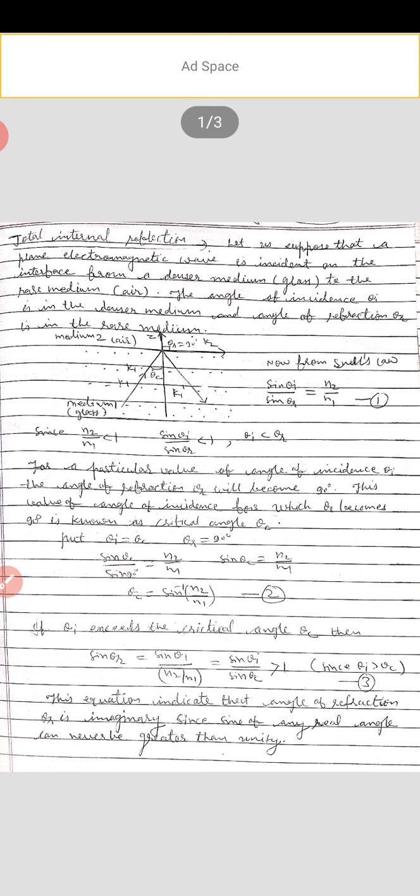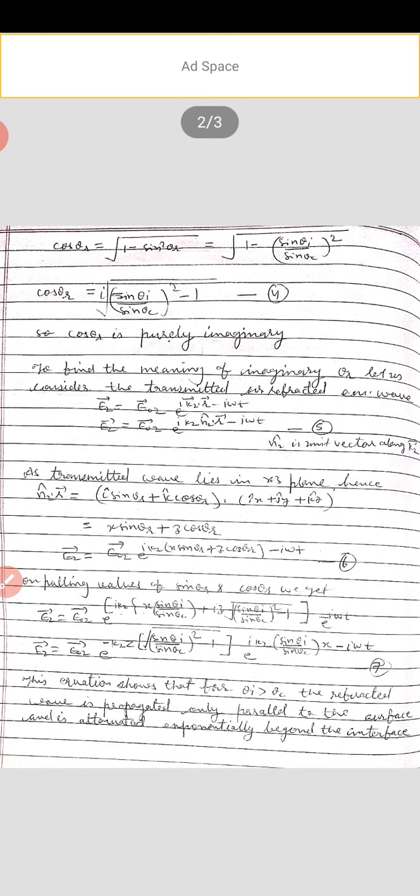If we find cos theta R, then this will be equal to under root 1 minus sine square theta R, which is under root 1 minus (sine theta I divided by sine theta C) whole square. Now cos theta R is equal to iota under root (sine theta I divided by sine theta C) whole square minus 1. So it is clear from this equation 4 that cos theta R is purely imaginary.